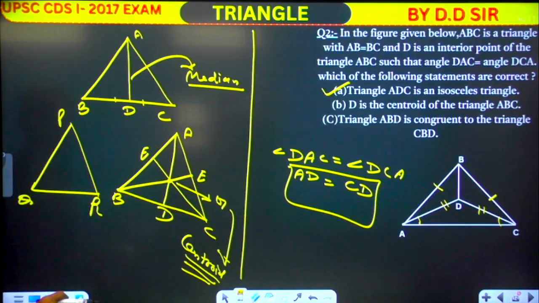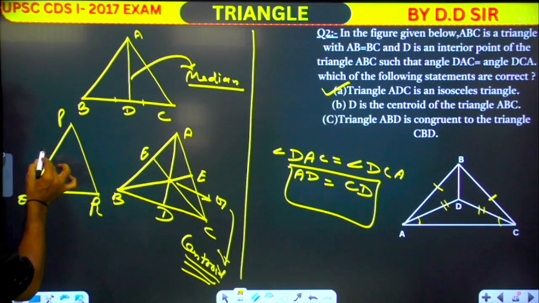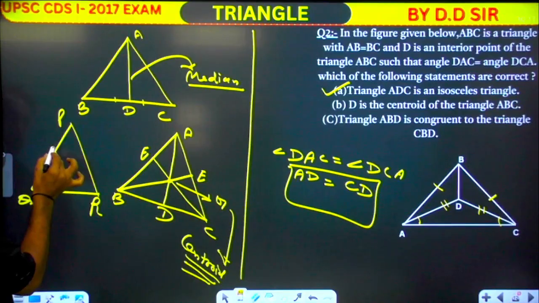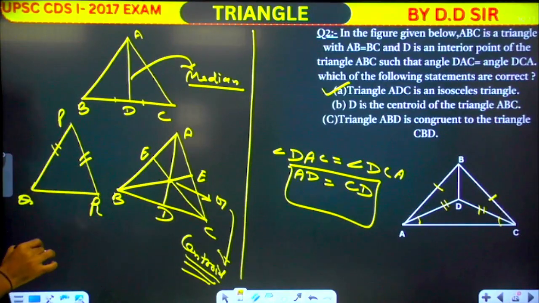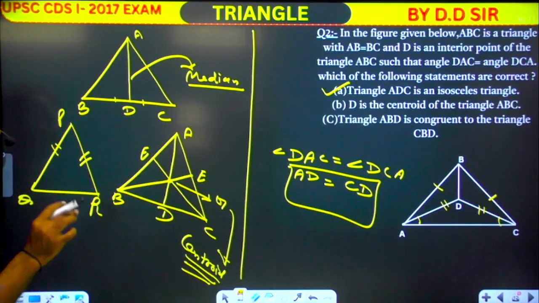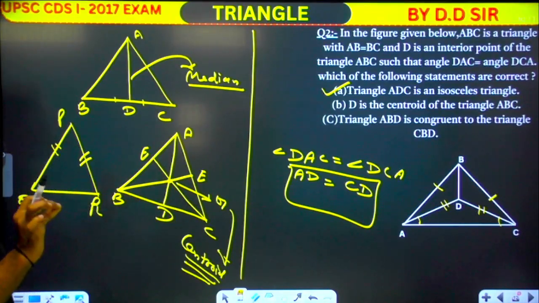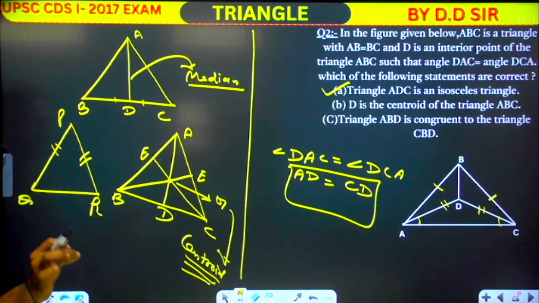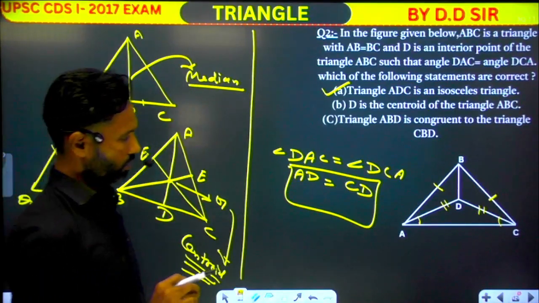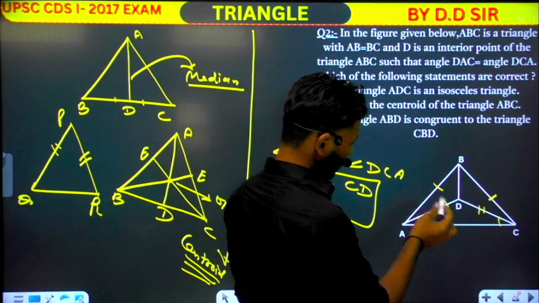But let's take PQR as an isosceles triangle. For example, PQ is equal to PR. These two sides are equal. Then all the centers will be on the same line.